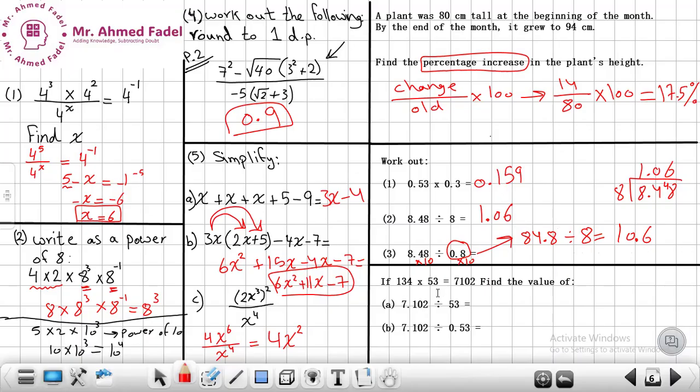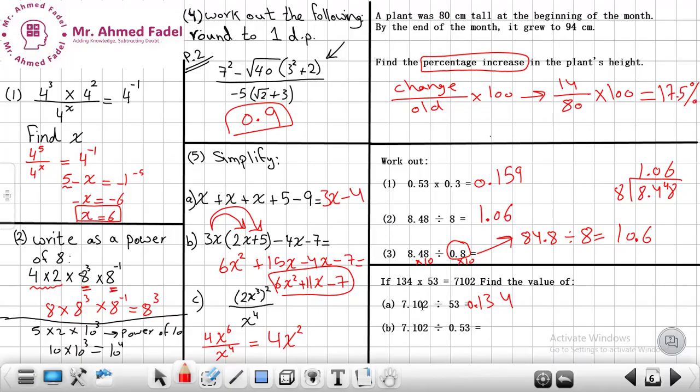Next question here. This is saying to use 7,134 times 53 is equal to 7,102. Find the value of this. This is the same as if I'm saying 7,102 divided by 53. It is 134. We know it from the fact, but I have three decimal places here. So I have three decimal places here. 0.134. This is the answer.